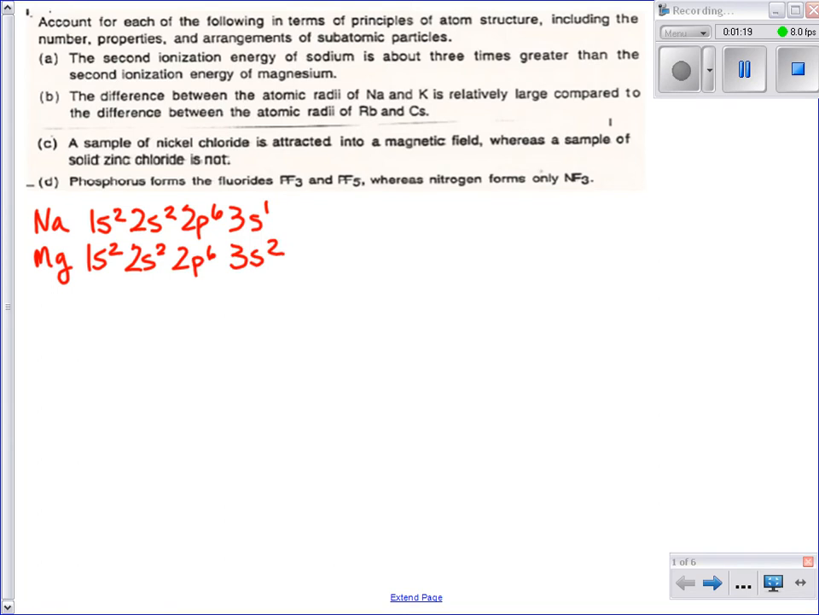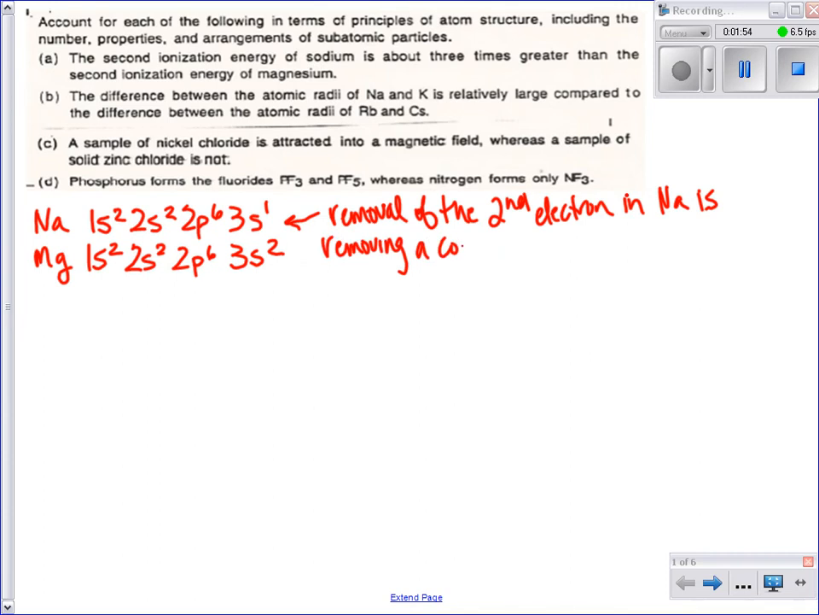So the question is wanting to know, how come removal of the second electron in sodium is 3 times greater than the second electron removal in magnesium? Why is that? That second electron in sodium is a core electron. Removal of the second electron in sodium is removing a core electron. That requires more energy. Therefore, the ionization energy is higher. Got it? That should have been a pretty easy one for you.